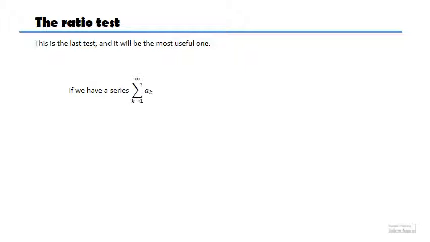If we have a series, here's my series. Let's call this series A from 1 to infinity. Great. When the limit of a term divided by the previous one, or a term of the next one divided by the previous, the absolute value of that, as it goes to infinity is smaller than 1, the series converges absolutely.